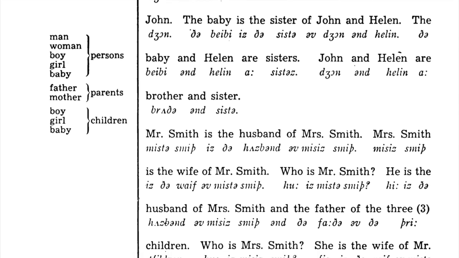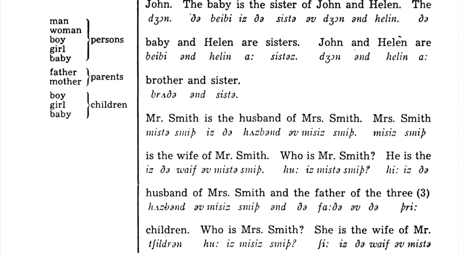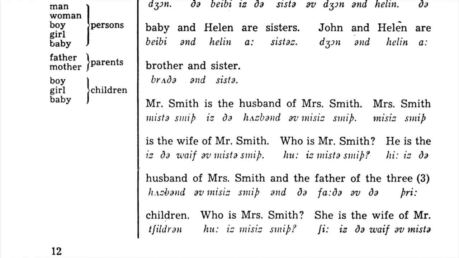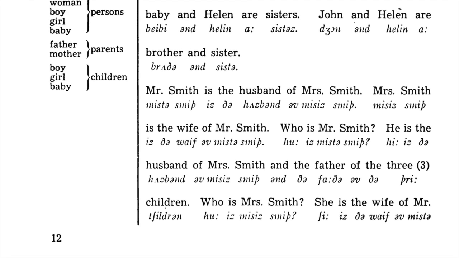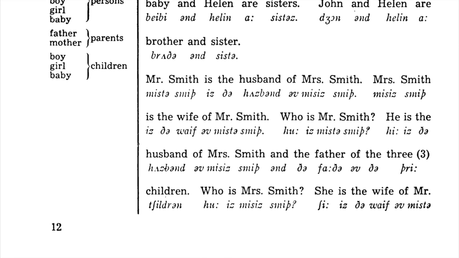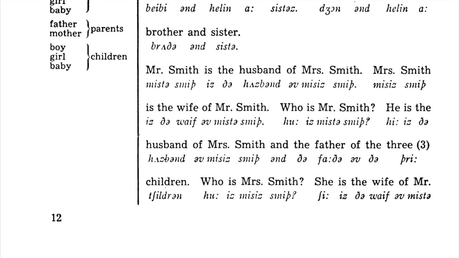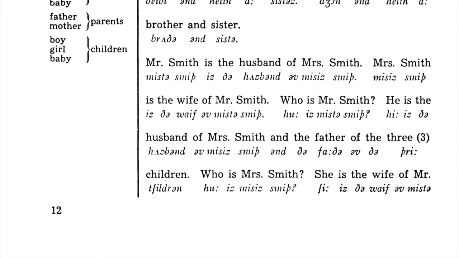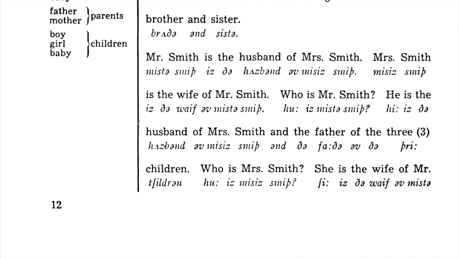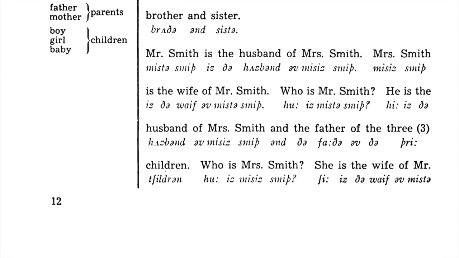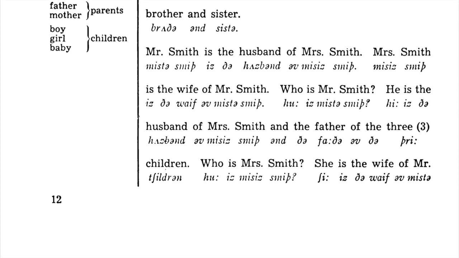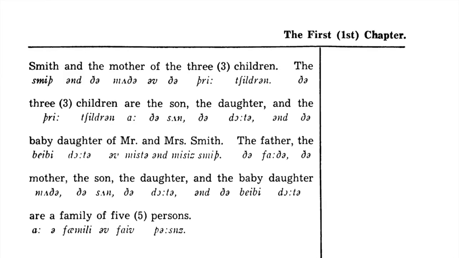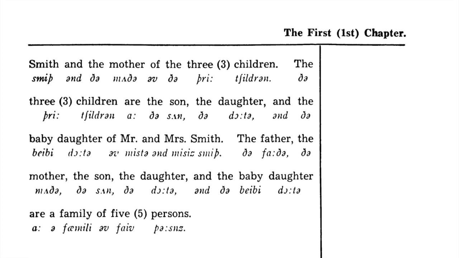Mr. Smith is the husband of Mrs. Smith. Mrs. Smith is the wife of Mr. Smith. Who is Mr. Smith? He is the husband of Mrs. Smith and the father of the 3 children. Who is Mrs. Smith? She is the wife of Mr. Smith and the mother of the 3 children.